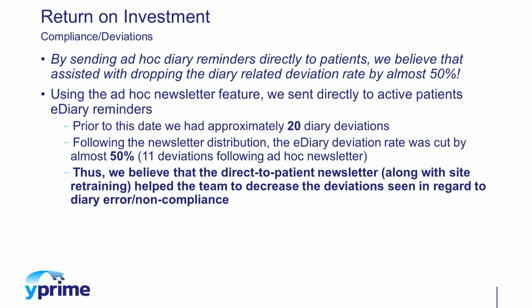Prior to our ad hoc newsletter, we had about 20 diary-related deviations, and then once we sent the newsletter and continued to review our deviations, it had dropped to about 11. Thus, we believe that the direct-to-patient newsletter, of course, along with some site retraining, helped the team to decrease the deviations seen in regard to diary and noncompliance.